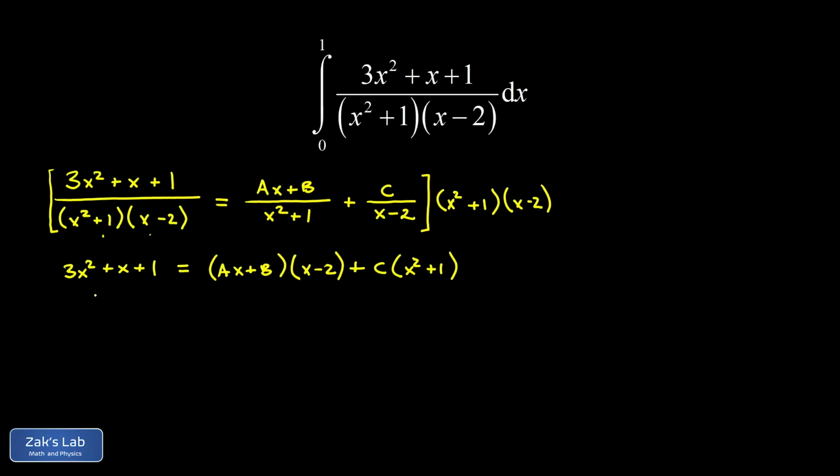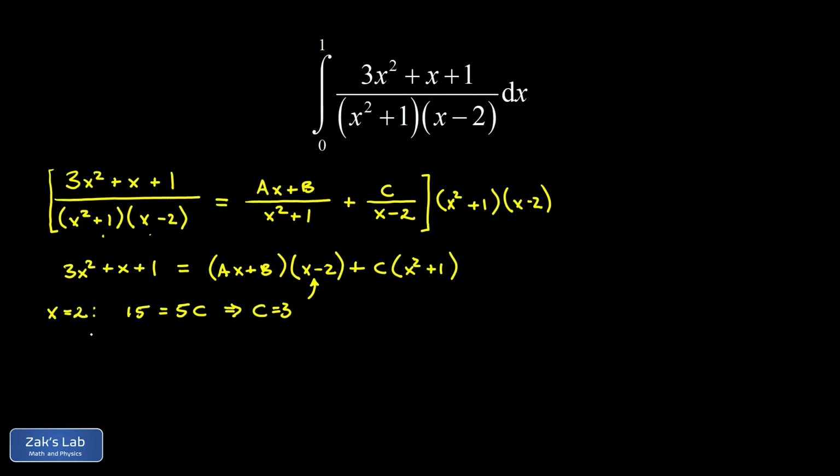So I'm going to take a hybrid approach here because the low-hanging fruit is a substitution, x equals 2. If I sub that in on the left side, I get 3 times 4, which is 12, plus 2, that's 14, plus 1, so 15 total on the left-hand side. And making that substitution wipes out this ax plus b times x minus 2 term. And all I'm left with is c times 2 squared plus 1, or 5c. So the substitution method immediately gets us c, and it turns out that c is equal to 3.